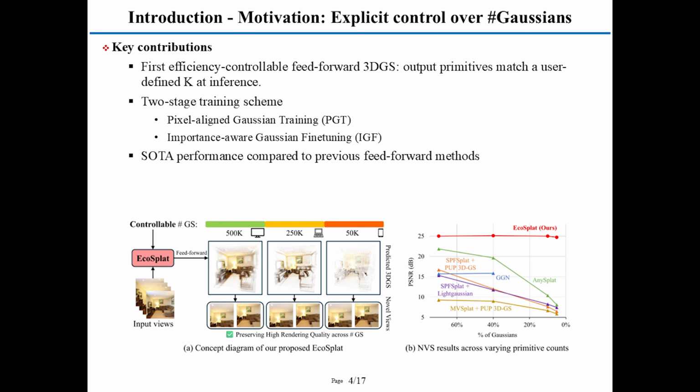Our key contribution is an efficiency-controllable feed-forward 3D GS framework, where the number of output Gaussians exactly follows the user-defined budget at inference time, supported by a two-stage training scheme and achieving state-of-the-art performance over prior feed-forward methods.